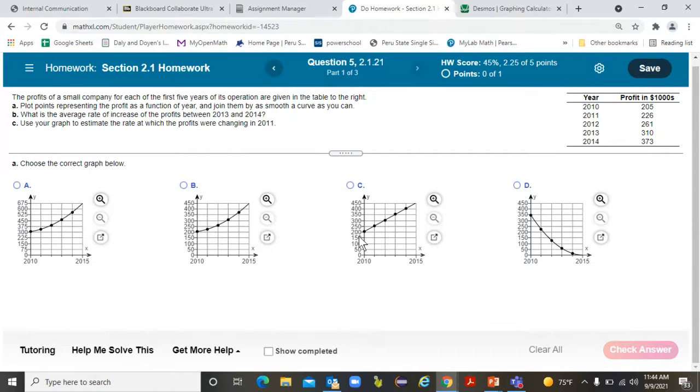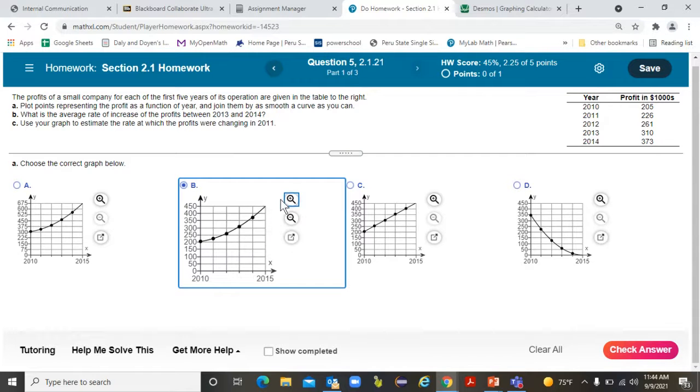Let's see. 2011, it was at 226. That looks like 250, so definitely B here. So notice it's got a nice little slope to it. So in part B, what it's going to ask us to do, I'm going to go ahead and make this a little bigger.